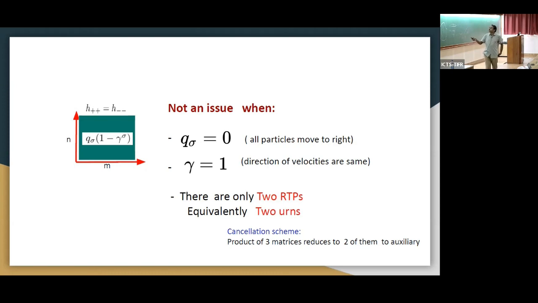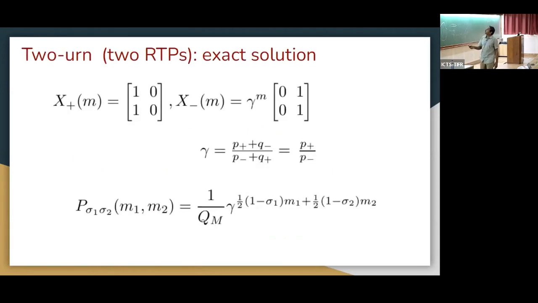Okay, the other thing is that if there are only two arms in our model, this model is exactly solvable, because our cancellation scheme requires a product of three matrices reduced to two auxiliaries, so that is not relevant here. So for two arms, we have an exact solution, and you can write these matrices as 2 by 2 matrices, and we can write an exact solution.